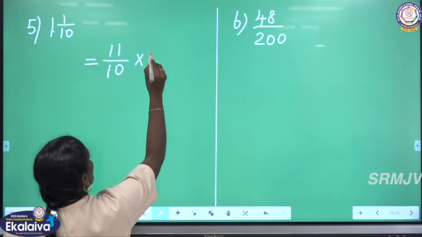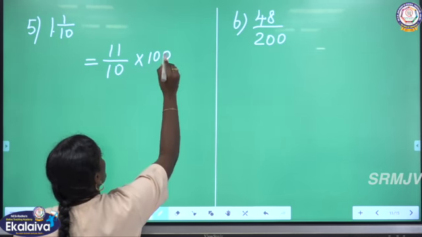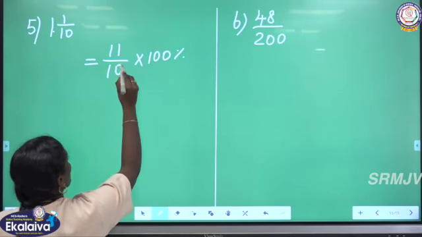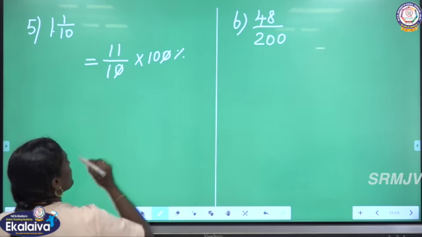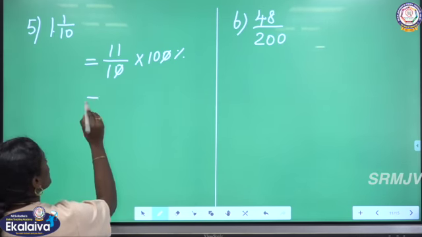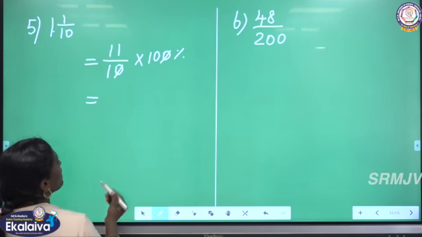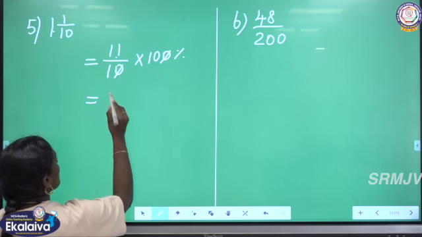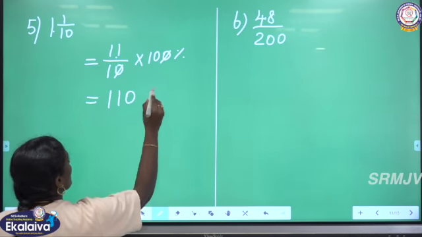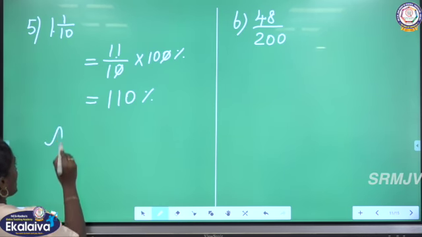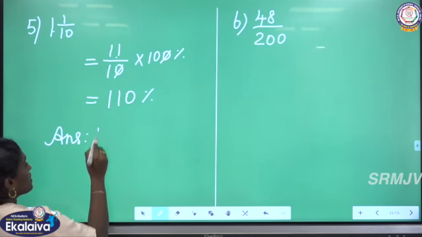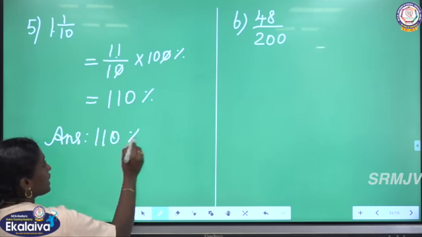Now we have to multiply it by 100 percentage. Now we can reduce the zeros. 10 and 10. So no other possibilities. We have to multiply the numerators. 11 into 10, we will get 110. 110 percentage. So the answer is 110 percentage.